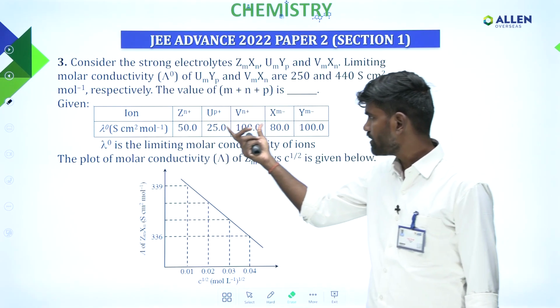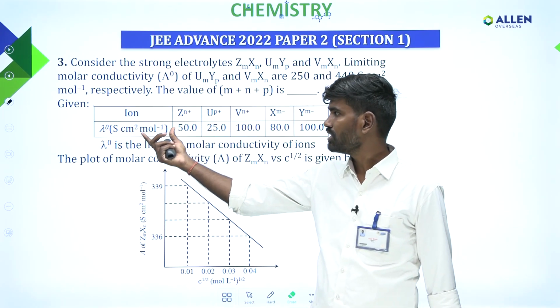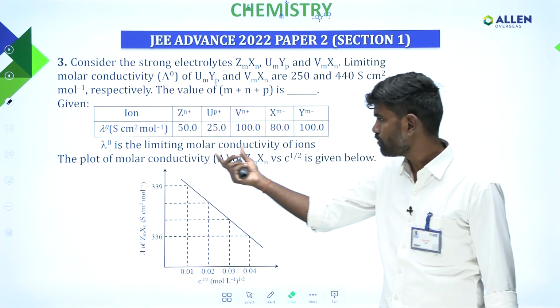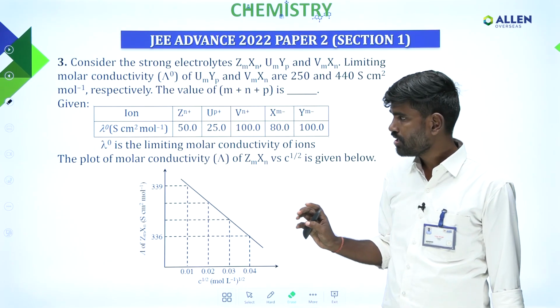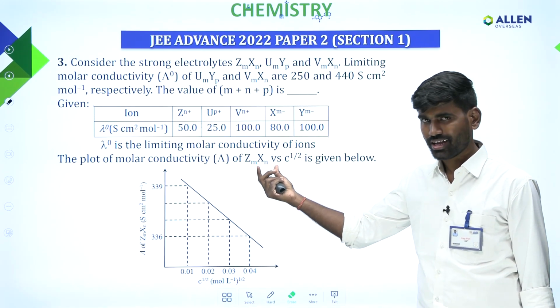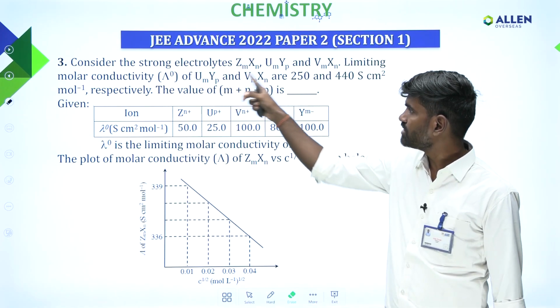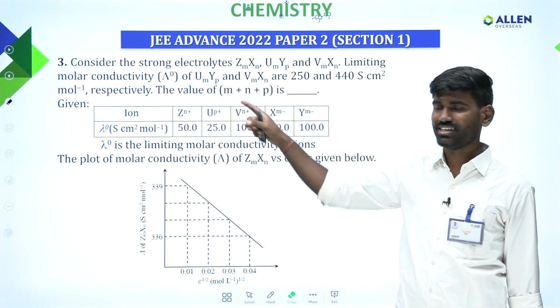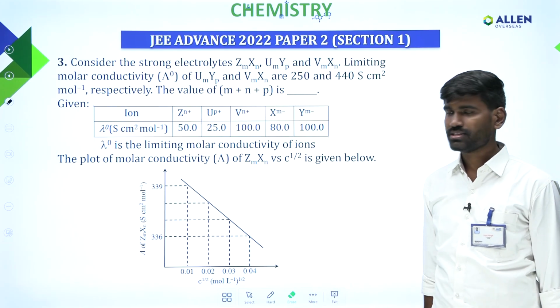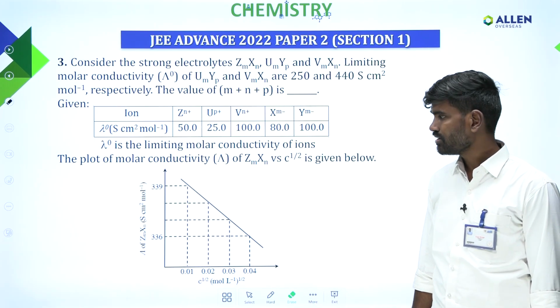Some data has been provided over here. Limiting molar conductivity of individual ions has been provided, right? Lambda naught is the limiting molar conductivity. It was given. A plot of molar conductivity has also been given for ZmXn. For the one for which the limiting molar conductivity has not been provided, you have been given some other hint, and the question is asking the value of m plus n plus p, right?